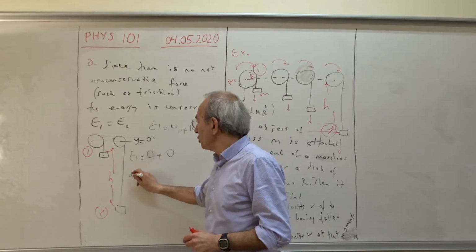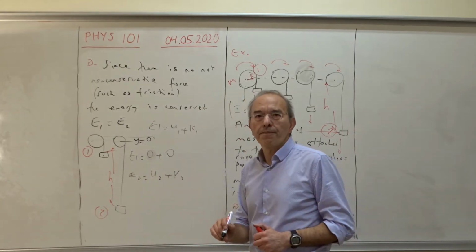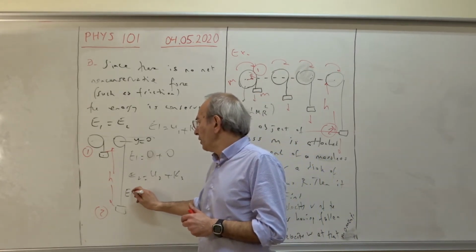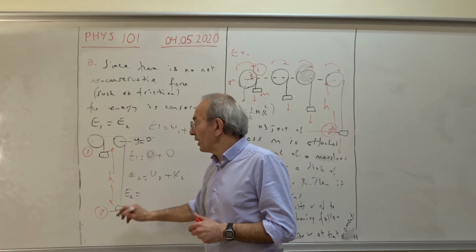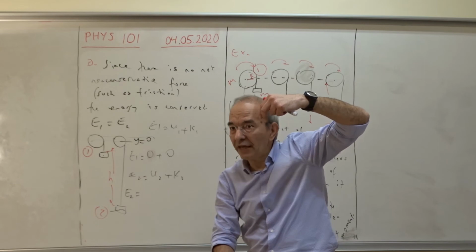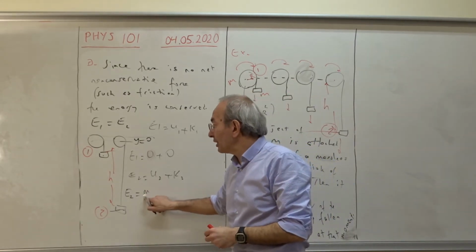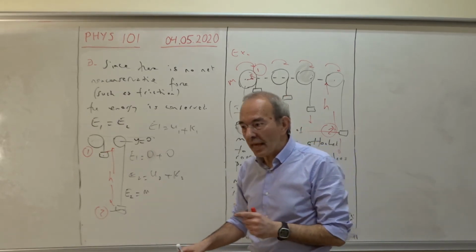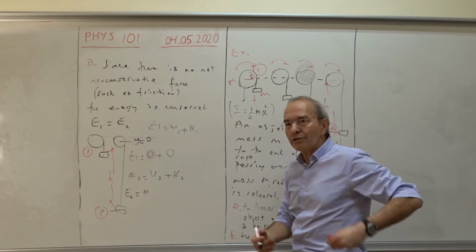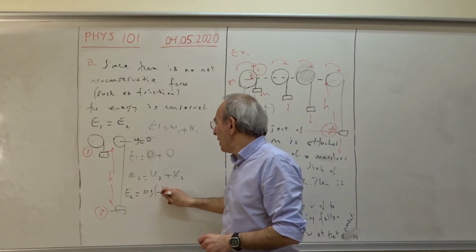But here, what is E2? E2 is potential plus kinetic. There are both of them. What is the potential energy when the object reaches here? With respect to the zero reference, it has fallen down to a negative value of minus h. Therefore, it is little m times g times minus h. Please don't confuse the masses. Capital M is the mass of the disk, which doesn't move anywhere. Little m is the mass of the block, which falls down.